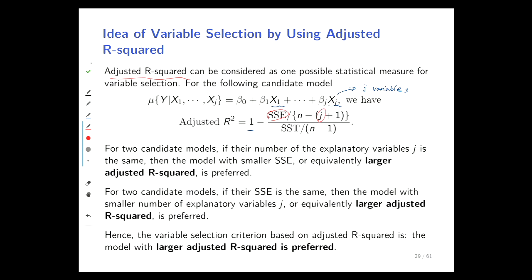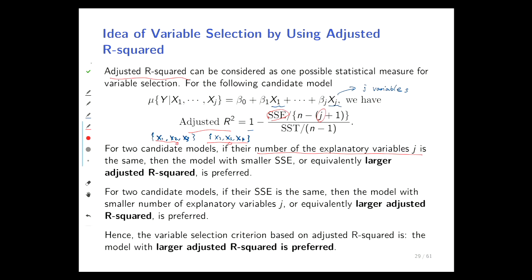So in this case, this adjusted R-square balances the sum of the squared error and also the number of the variables. To look at the intuition in this adjusted R-square, let's look at the meaning here. Usually we want to have a larger adjusted R-square in the multiple linear regression model. Why do we want a larger adjusted R-square? For instance, let's consider two candidate models. We consider the model with three variables, x1, x2, and x3, and another model with three other variables, x2, x3, and x4. For these two models, the number of the explanatory variables j is the same.